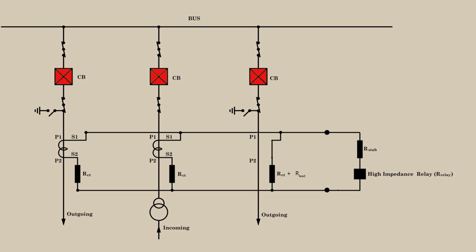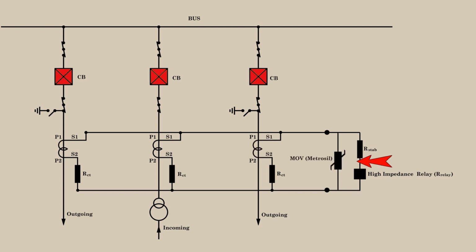A safety factor, typically 1.5 to 2 times the stabilizing voltage, is applied to determine the pickup setting of the relay. During an internal bus fault, the spill current is very high. This produces a much higher voltage across the relay coil, which exceeds the threshold setting, ensuring that the relay operates correctly to trip all the circuit breakers and isolate the bus section.